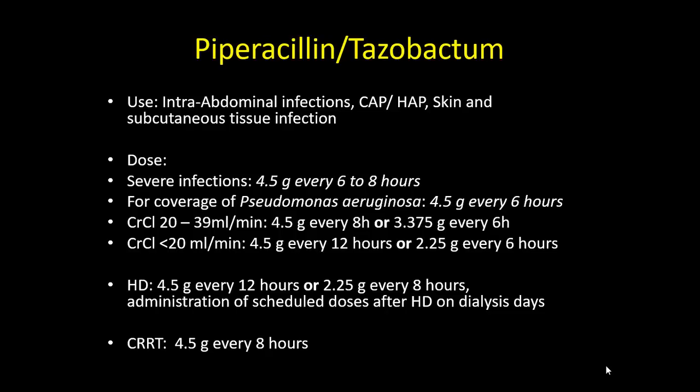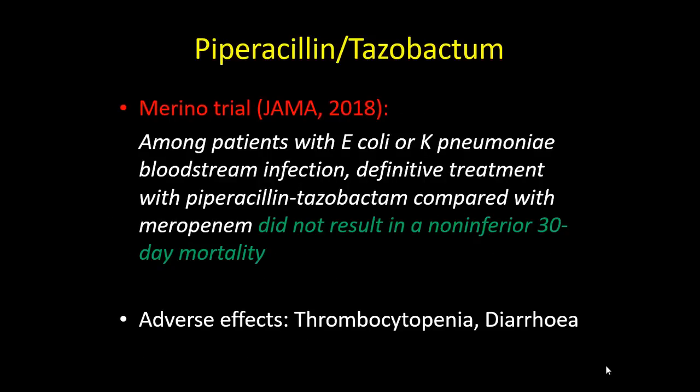Current usage includes both hospital-acquired pneumonia and community-acquired pneumonia, intra-abdominal infections, and skin and subcutaneous infections. The dosage is 4.5 grams every 6 to 8 hourly. In case of Pseudomonas, it is every 6 hours; otherwise, generally we tend to go for 8 hours dosage. Renal adjustment is needed when the creatinine clearance comes down to less than 40 ml per minute. Hemodialysis requires additional dosage.